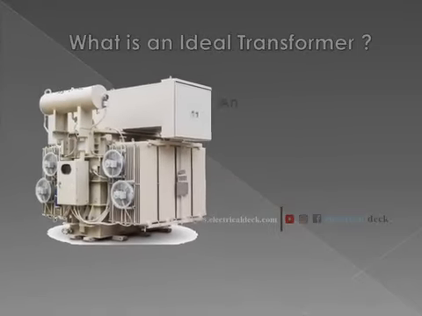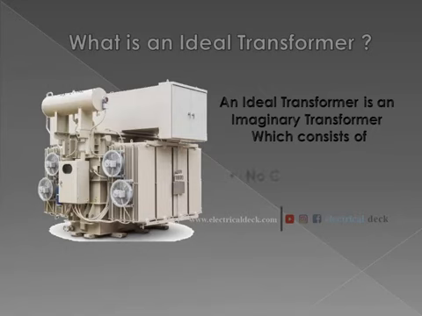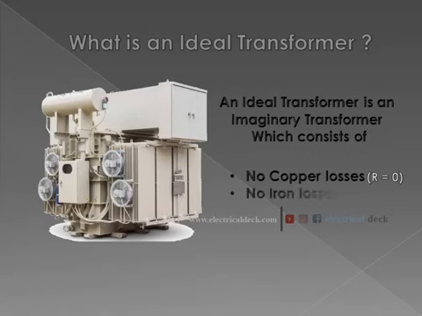An ideal transformer is an imaginary transformer which has zero copper losses in both primary and secondary winding. It means its windings have zero resistance. There are no iron losses in the core of the transformer, that is, zero eddy current and hysteresis losses.